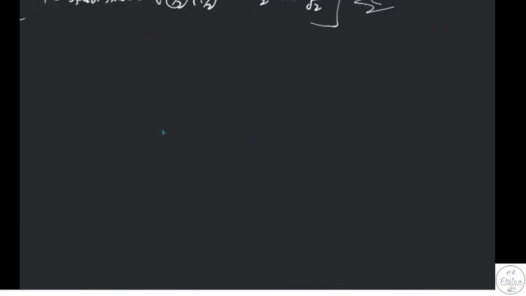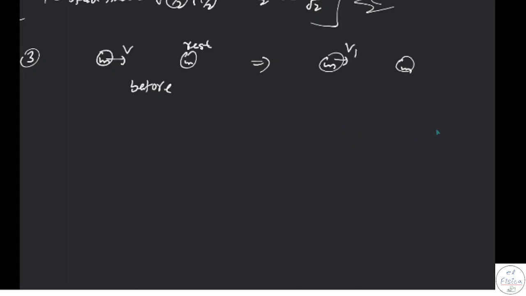The situation will be like this. One body has mass m and it's moving with velocity v, and another mass m is at rest. Suppose after collision, one mass has velocity v1 and the other has velocity v2. And the coefficient of restitution is half.